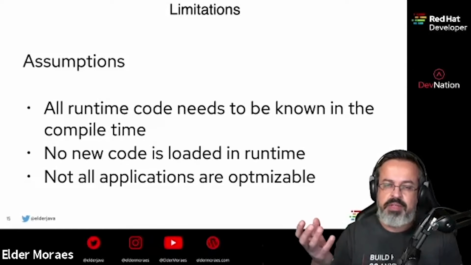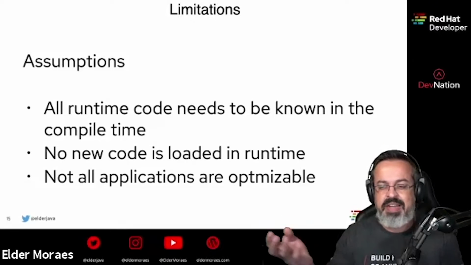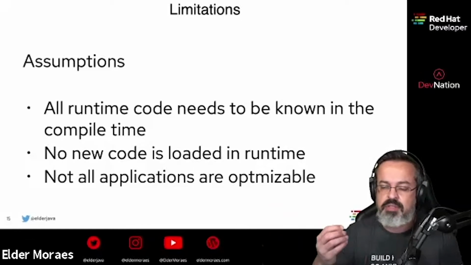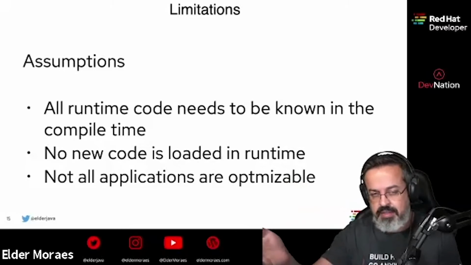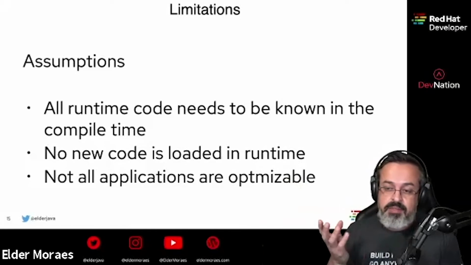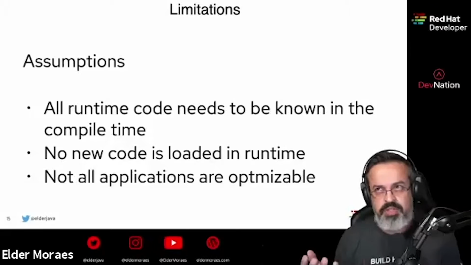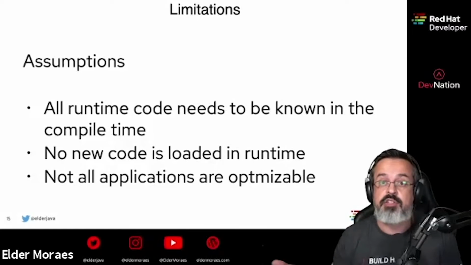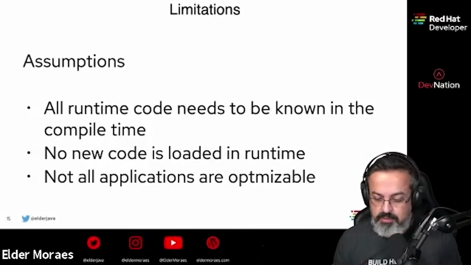We assume that native image compilation is a kind of optimization, because it will run your code faster, as I just showed you. But we need to assume also that not all applications are optimizable, for many reasons.